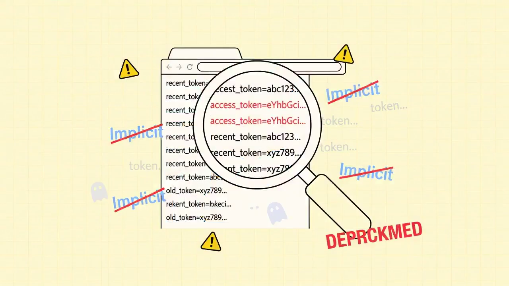The implicit grant was deprecated because it returned the access token directly in the URL fragment, exposing it to browser history, referrer headers, and any script on the page. The authorization code flow with PKCE replaces it for every modern use case.